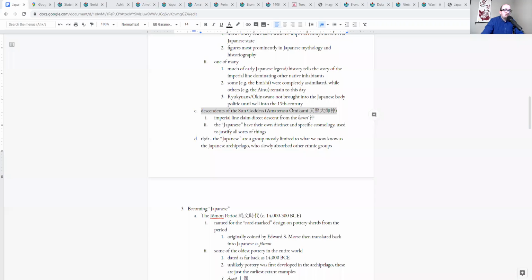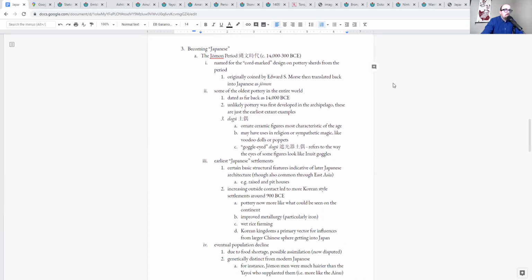So the topic for today's discussion, from last time, I've titled, I just came up with this title on the fly, Becoming Japanese. This will cover the three historical periods generally known first as the Jomon period, the Yayoi period, and the Kofun period.